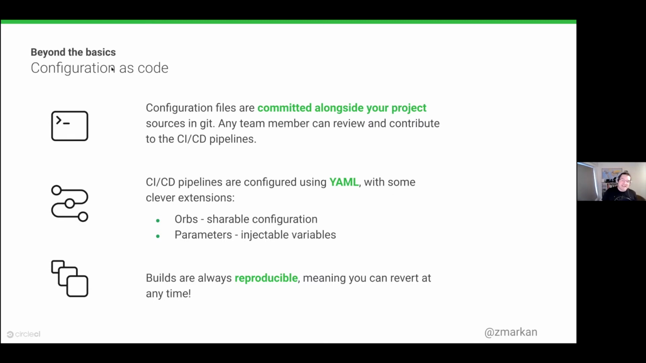The idea is that the configuration files that configure our pipeline, which is what we call a CI/CD run, are committed alongside your project sources in Git. I'll show you that in a moment. Any team member can review and contribute to those pipelines, which means that if you're a junior developer joining a team, or joining a different team that has a different stack, different frameworks, different technologies, you can still just look for that CI/CD config. And it's just a series of scripts where you actually see what's happening.